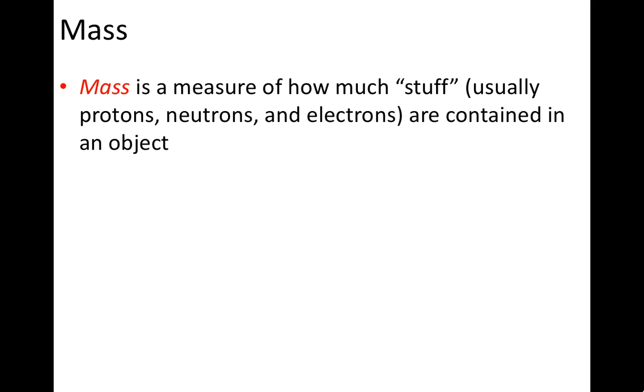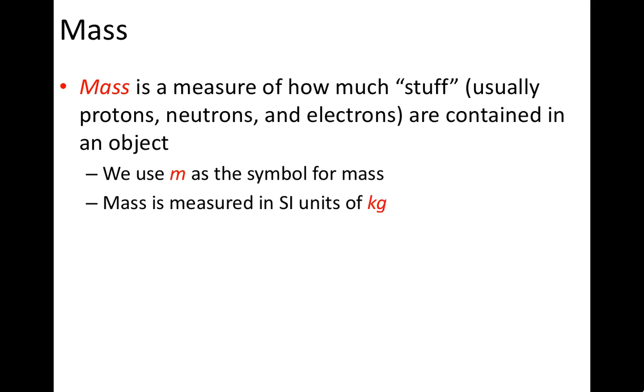First, we need to discuss what mass is. Mass is the measure of how much stuff is contained in an object. And by how much stuff is contained in an object, I really mean how much matter. And matter is made of protons, neutrons, and electrons. The more stuff that's contained in an object, the more mass it has. We use lowercase letter m to represent the mass of an object, and we measure mass in units of kilograms.